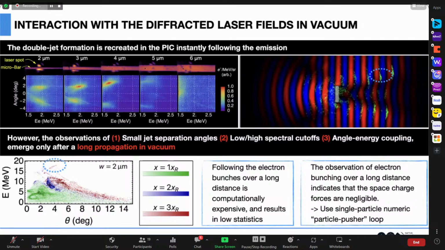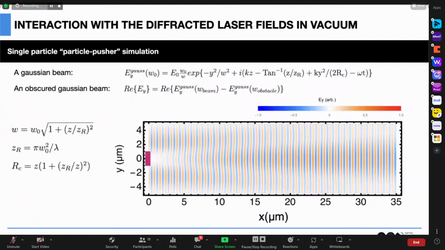So to try and figure out what really goes on, we gave up the particle in cell and switched to a simple particle pusher, meaning simulating the action of the fields on just a single electron. So first of all, you have to find the right model to be able to analytically describe the electric field. And this is not that hard.